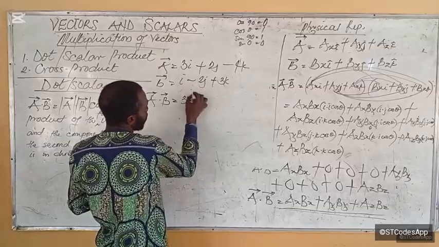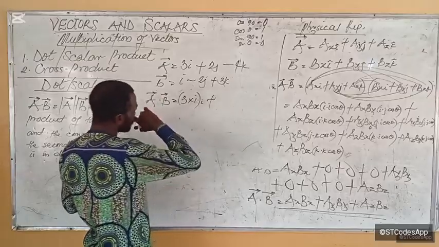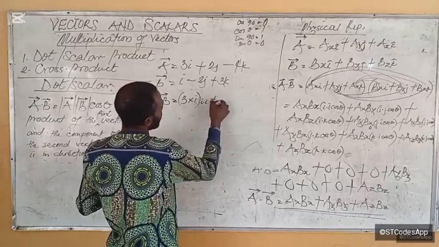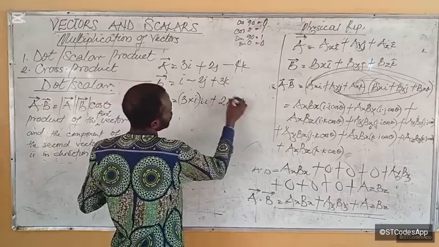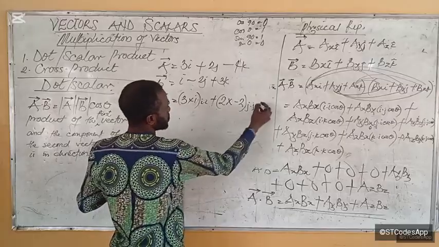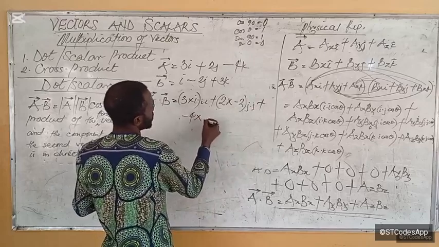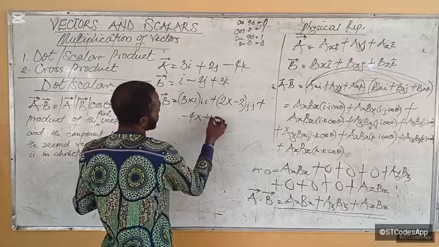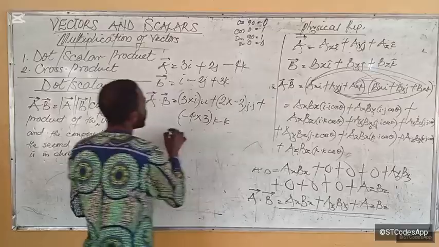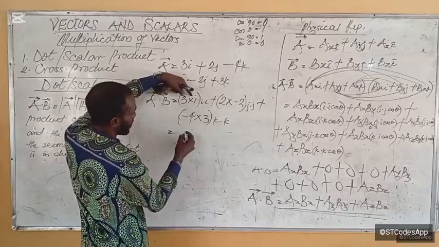That becomes this times this. 3 times 1i plus, because in this case we had i dot i, makes sense? So plus 2 times minus 2 j dot j, plus minus 4 times plus 3, minus 4 times 3, k dot k. So by the time you do this, this will give you 1, because cos of 0 is 1.